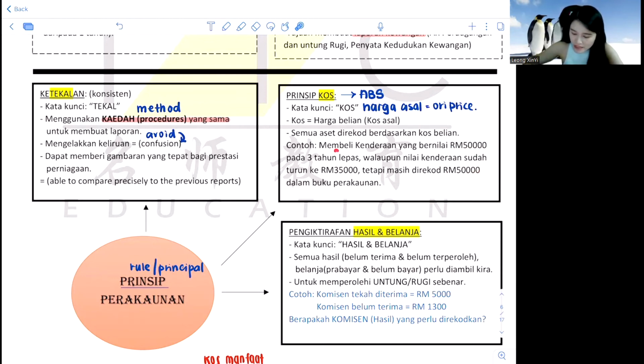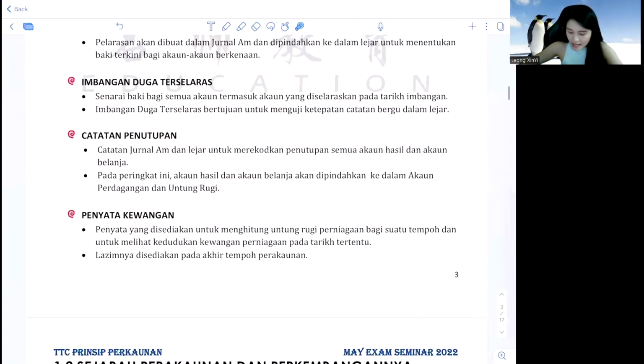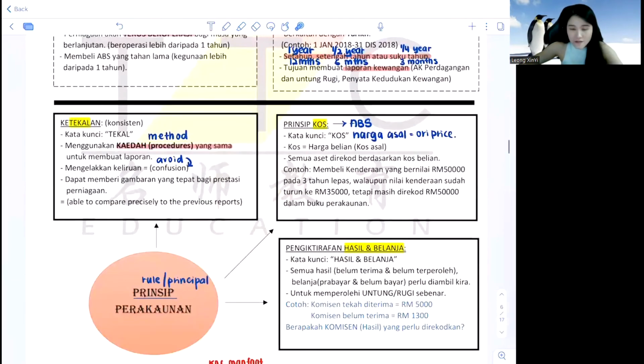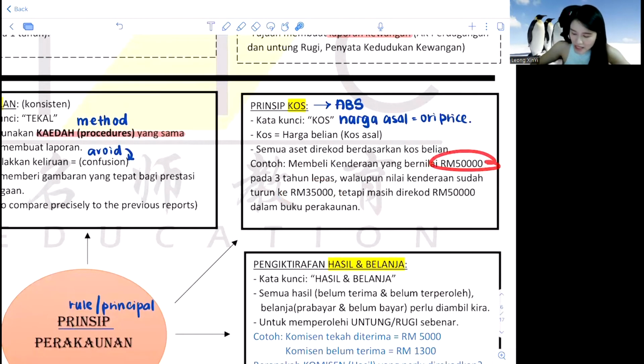You see, membeli kenderaan yang bernilai 50,000 pada 3 tahun lepas. It was 3 years ago. I bought it with 50,000. Walaupun nilai kenderaan sudah turun ke 35,000, tetapi masih direkod 50,000 dalam buku perakaunan. Sorry, I keep pushing until the screen. Okay, so when they see it like this, right, means what? Means that even though the current value of the car is already 35,000, do I bother? I don't bother. I will remain it as 50,000.